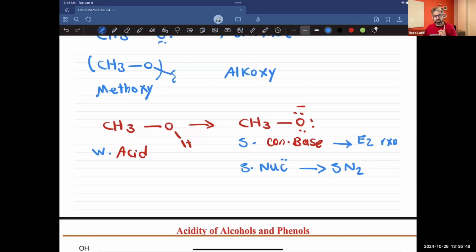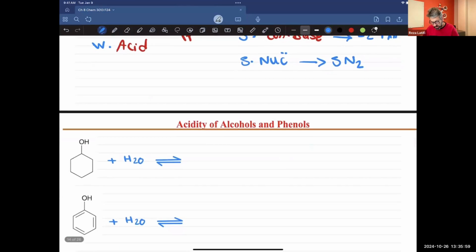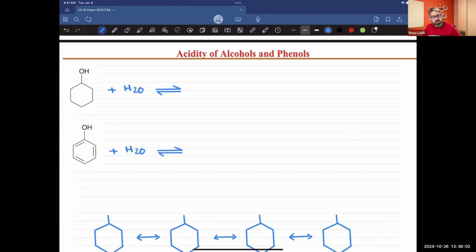So alkoxides are strong bases, so they can easily run E2 chemical reactions, and also they are strong nucleophiles. That means they can handle SN2 reactions. Now, what will happen if we have a cyclic compound and there is an OH attached to it? Still, it will be an alcohol.